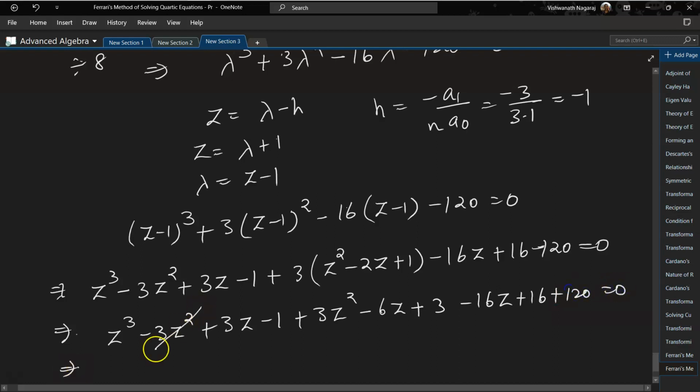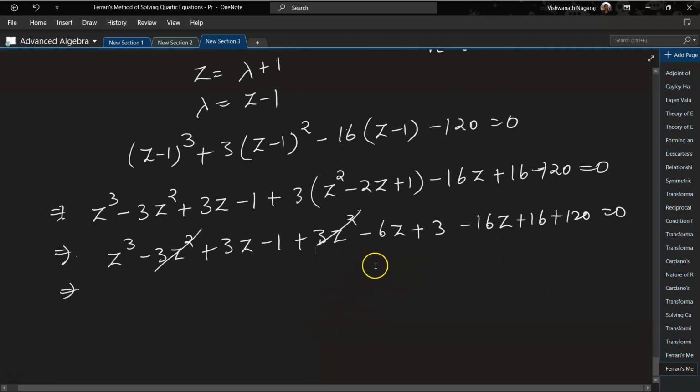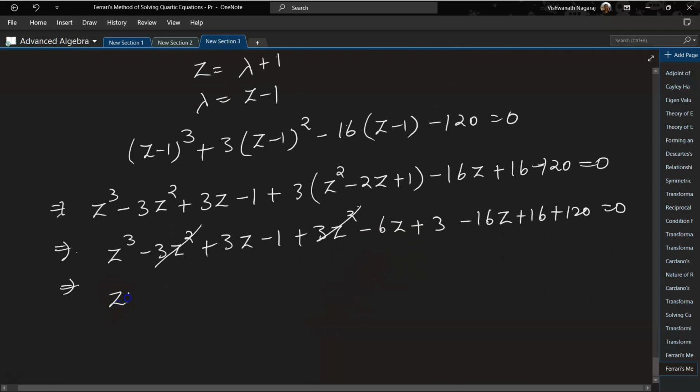This would become z² get cancelled. Second term is gone, so we are left with z³. 3z − 6z is −3z. Minus 3 minus 16 is −19z.